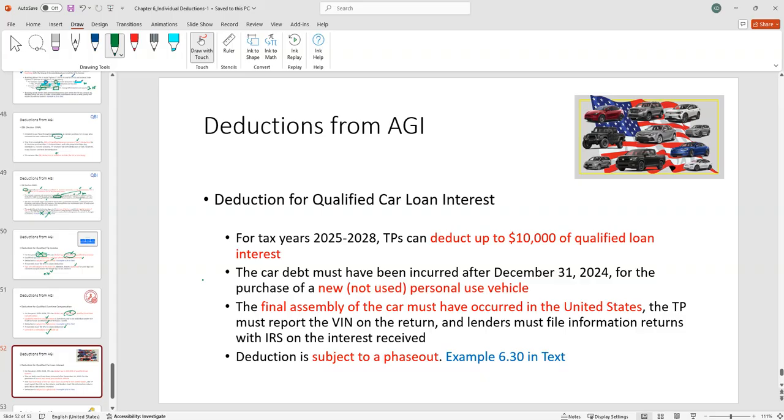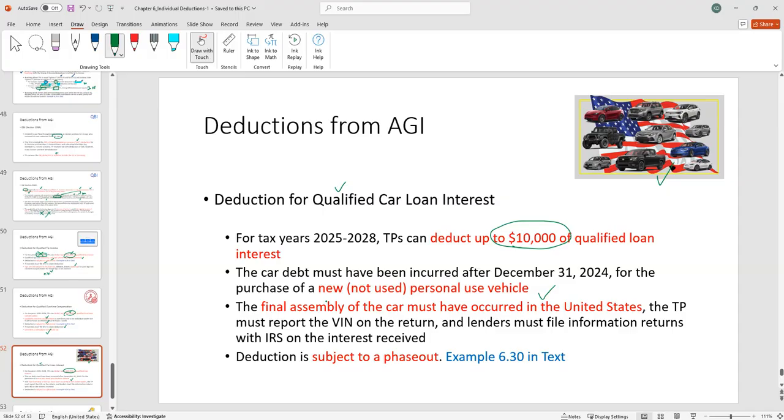The other one is qualified car loan interest. As a general rule, car interest is not deductible. The exception is if it's a qualified car loan, up to 10 grand. So basically, I buy a new car. I borrow money to buy this new car and I pay interest on it. That new car must have been finally assembled in the US. So we're trying to encourage people here to buy US cars, or cars that were made in the US. I pay interest on that car loan, I can get a deduction for it. Okay, so new cars that were finally assembled in the US.